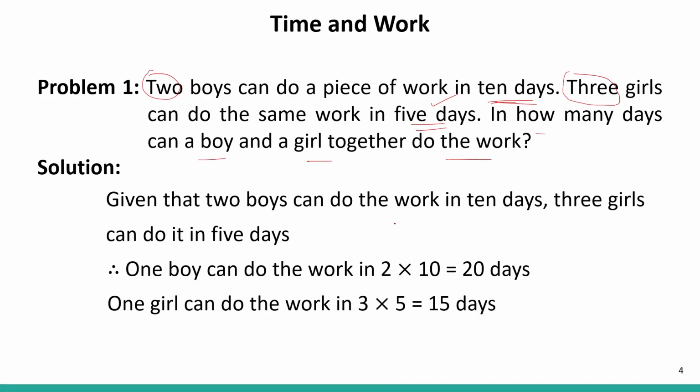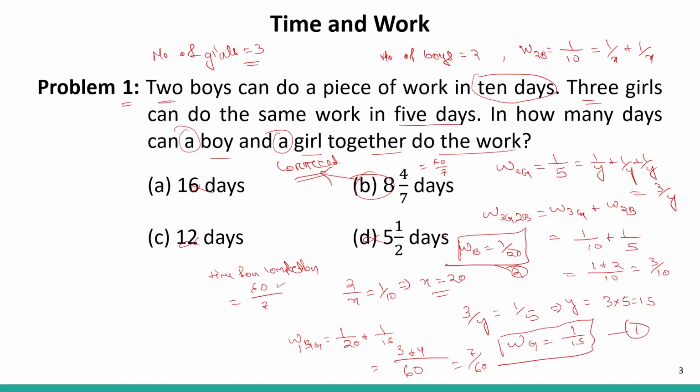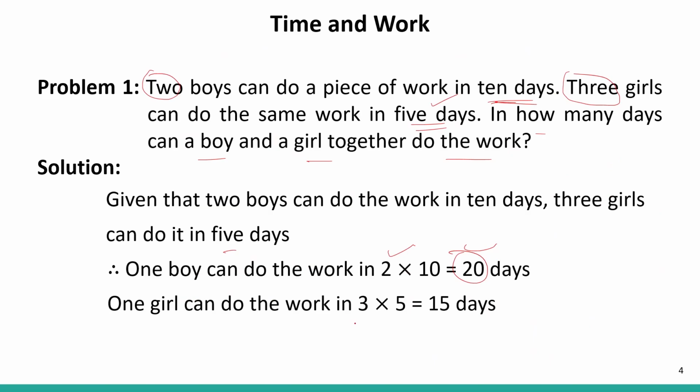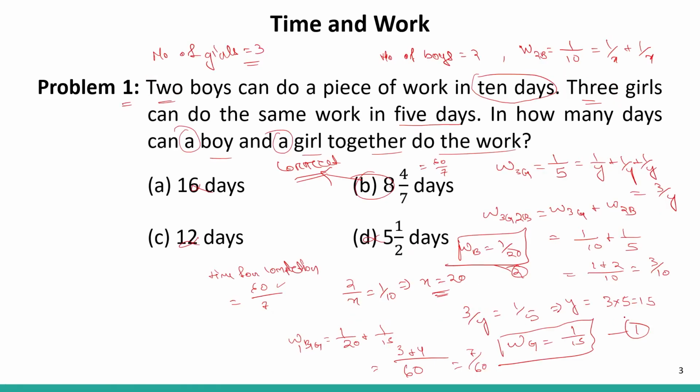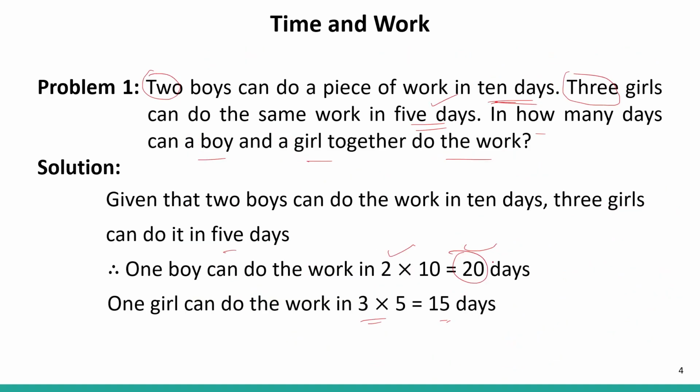Given that 2 boys can do the work in 10 days, and 3 girls can do it in 5 days, 1 boy can do it in 2 into 10 is equal to 20 days. We have also evaluated the same here, because x is equal to 20. And 1 girl can do the work in 3 into 5 is equal to 15 days. We have also evaluated it right here.